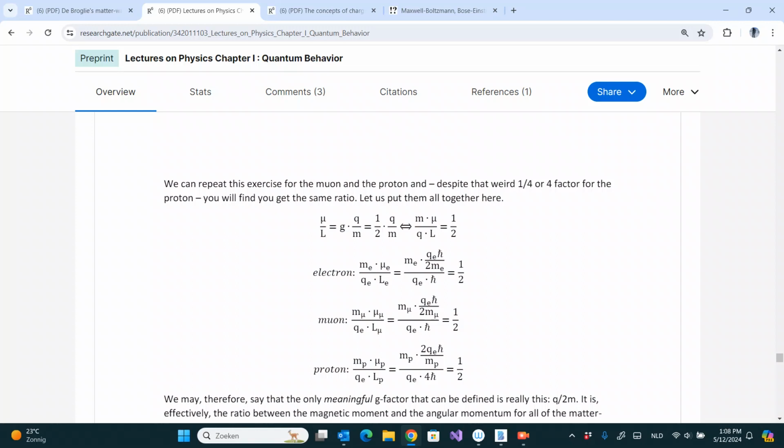I will write it on top of the page. If we write mu, the magnetic moment divided by the angular momentum, as some factor times q divided by m, we necessarily arrive at a factor 1/2 for all elementary matter particles. The formula works quite well for a muon electron as well.